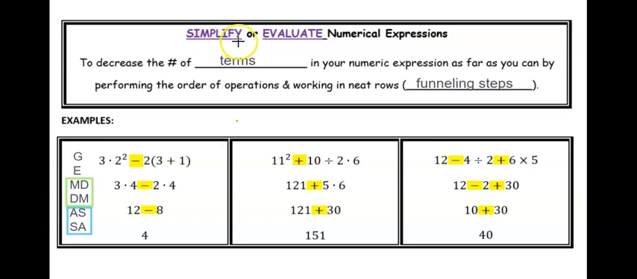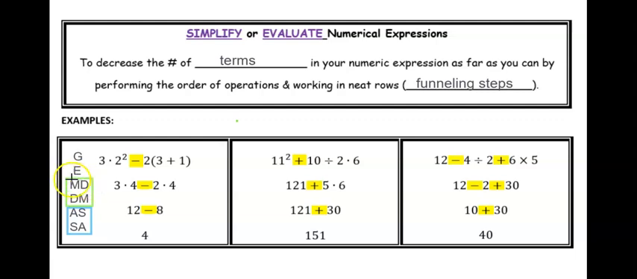Okay, so we're going to review the term simplify or evaluate numerical expressions. When we say we're going to simplify or evaluate numerical expressions, it means that we're going to decrease the number of terms in the numerical expression as far as you can go by performing those order of operations and working in neat rows, which we've called funneling steps in the past. So we're going to look at this first example, and we have our order of operations. I just put them here. You may want to write them on your note sheet here. Pause the video and write them down.